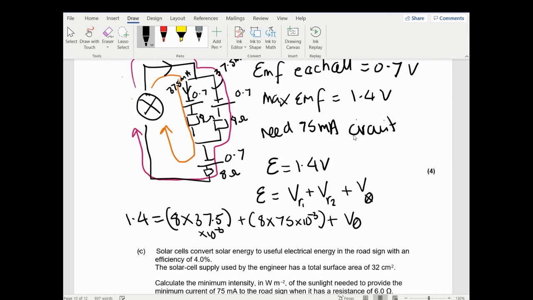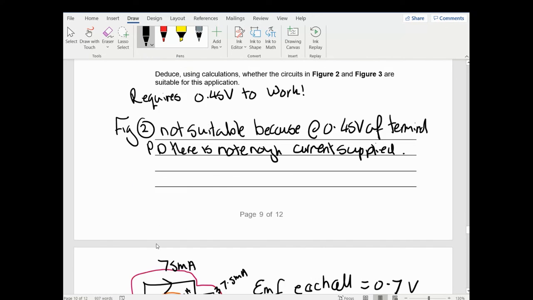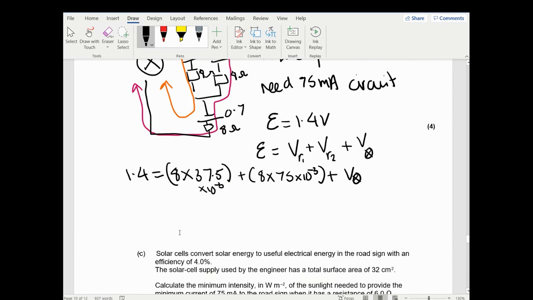So let's see if we've actually got enough voltage left on this lamp. So we're going to need the magical 0.45 volts. So I've got 8 times 37.5 times 10 to the minus 3. So I've got 1.4 equals 0.3 plus 8 times 75 times 10 to the minus 3, 0.6, plus the voltage on the lamp. So the voltage on the lamp is going to be 1.4 minus 0.9. I get 0.5 volts. Whew.